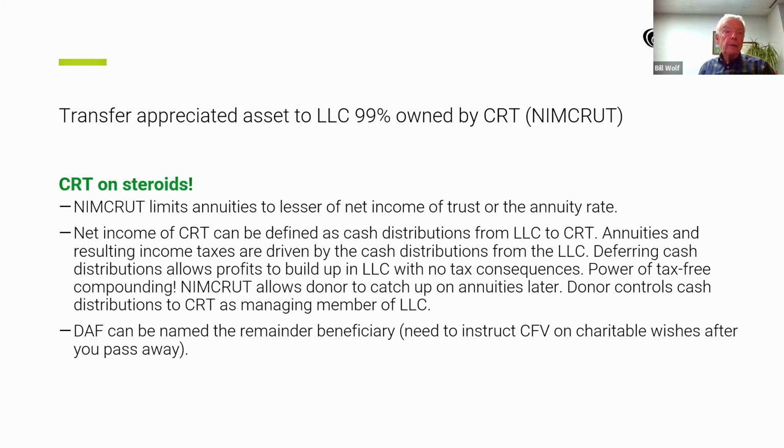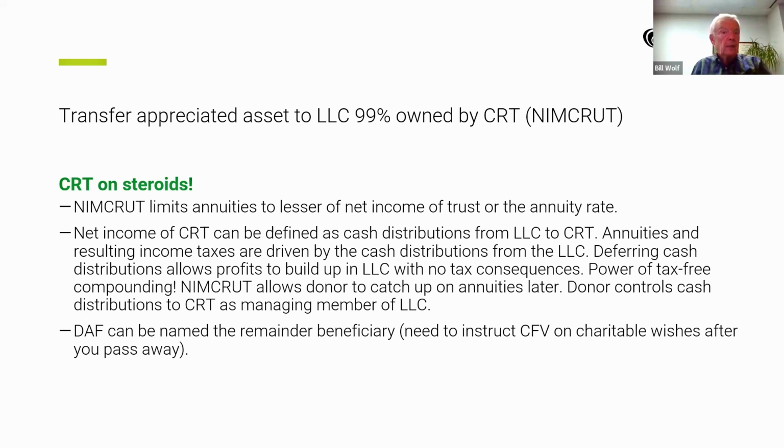So when you contribute the assets to the trust, it almost immediately sells the appreciated asset and now has a bunch of cash, and they invest that in the stock market. And who oversees that? The donor. So every year it's throwing off income from the stock market, and every year there's going to be an annuity taken out by the donor. And if the net income for that year earned in the stock market is less than the annuity rate, it'll only distribute to the donor the lesser of the two.